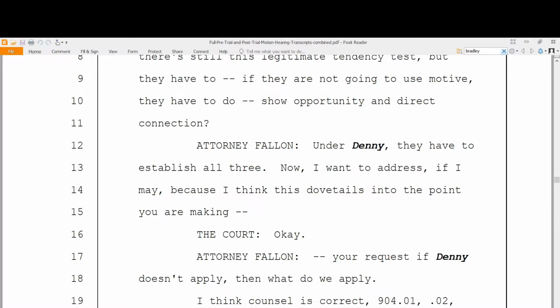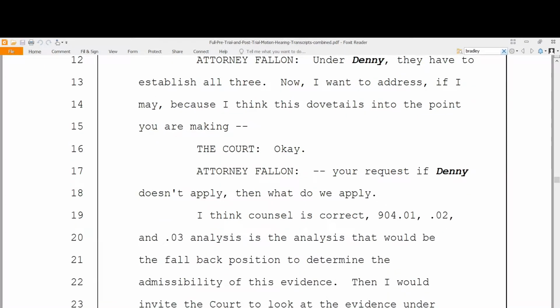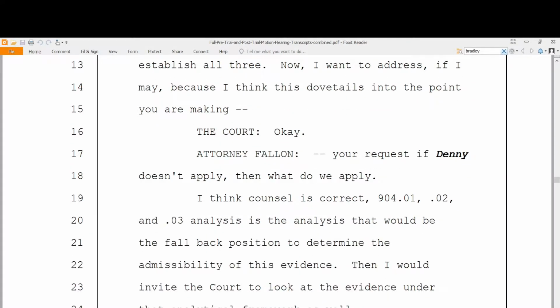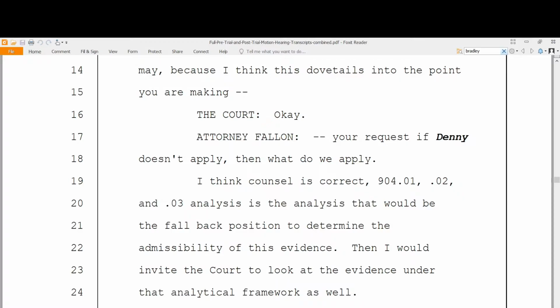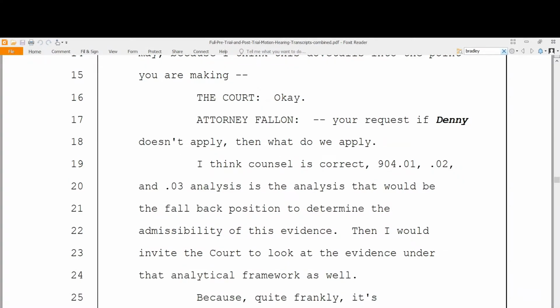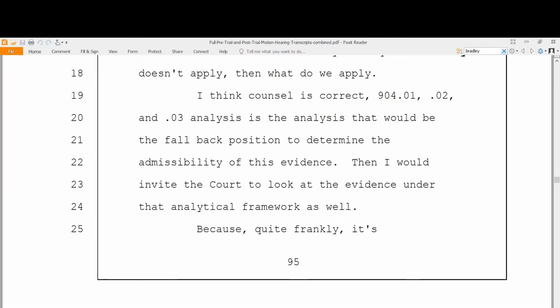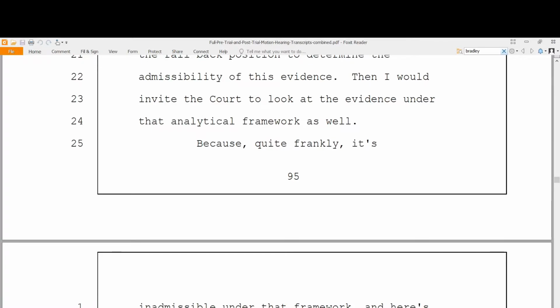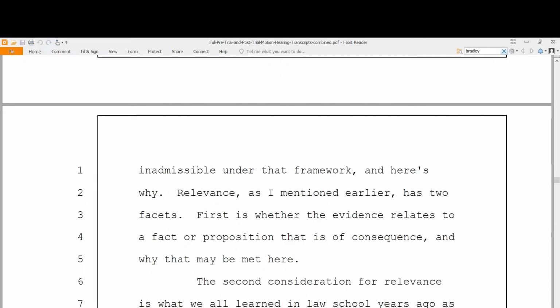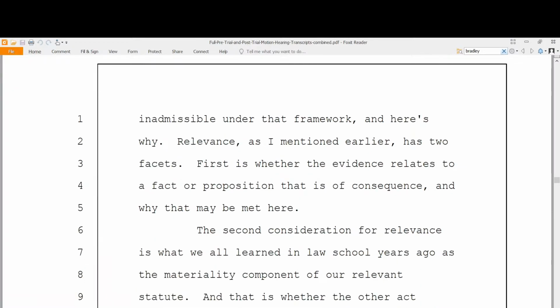Now, I want to address, if I may, because I think this dovetails into the point you were making. The Court: Okay. Attorney Fallon, if Denny doesn't apply, then what do we apply? I think counsel is correct. The 904.01, .02, and .03 analysis is the fallback position to determine the admissibility of this evidence. Then I would invite the court to look at the evidence under that analytical framework as well, because quite frankly, it's inadmissible under that framework, and here's why.